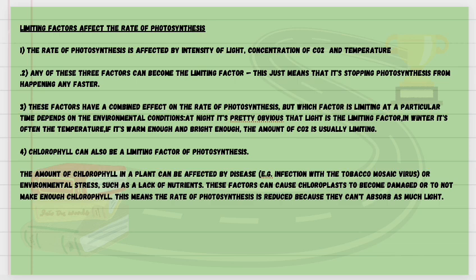Limiting factors affect the rate of photosynthesis. The rate of photosynthesis is affected by intensity of light, concentration of CO2, and temperature. Any of these 3 factors can become the limiting factor. This just means that it's stopping photosynthesis from happening any faster. These factors have a combined effect on the rate of photosynthesis, but which factor is limiting at a particular time depends on the environmental conditions.